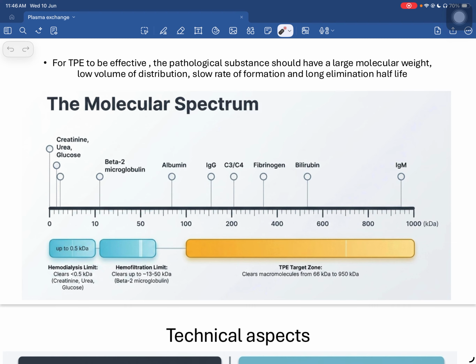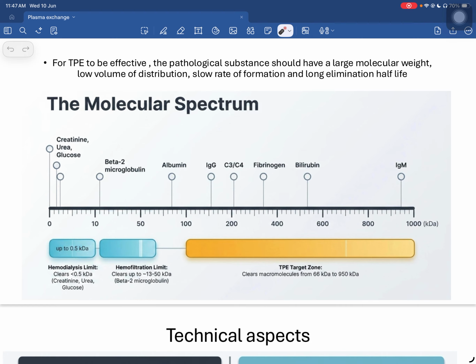What happens in dialysis is it is only going to clear substances that are less than 0.5 kilodaltons in size. So, your creatinine, your urea, your glucose, all that will go out. But then comes hemofiltration, which can take up about 13 to 50 kilodalton size molecules. But in case of TPE, you can clear the macromolecules which are of the size of 66 to 950 kilodaltons. So basically, all your bigger molecules like your albumin, your fibrinogen, bilirubin, all that can be taken out, including your IgM molecules.